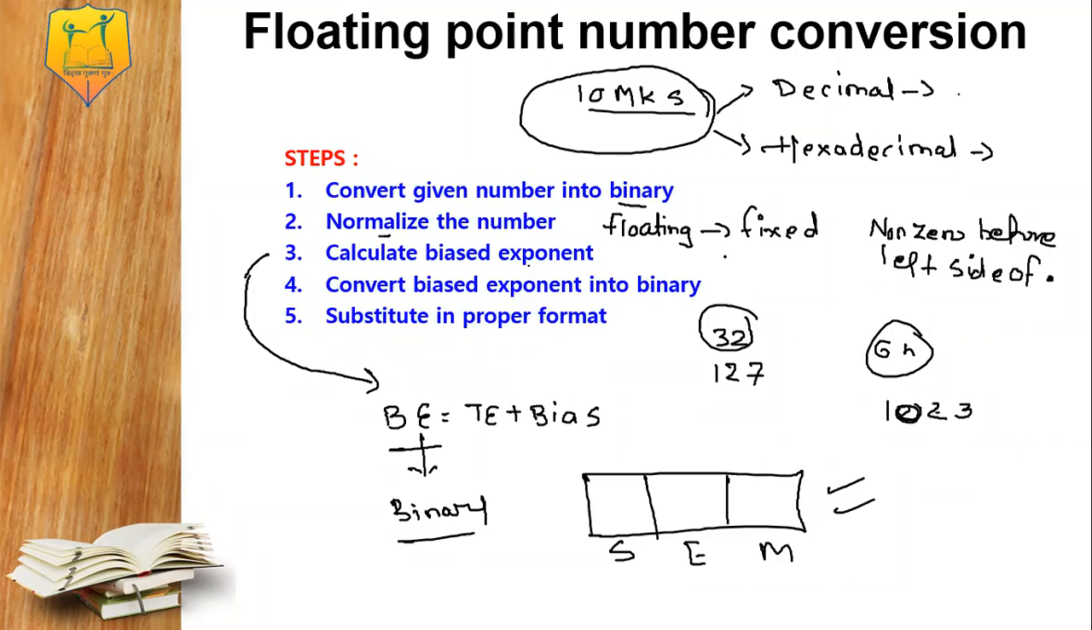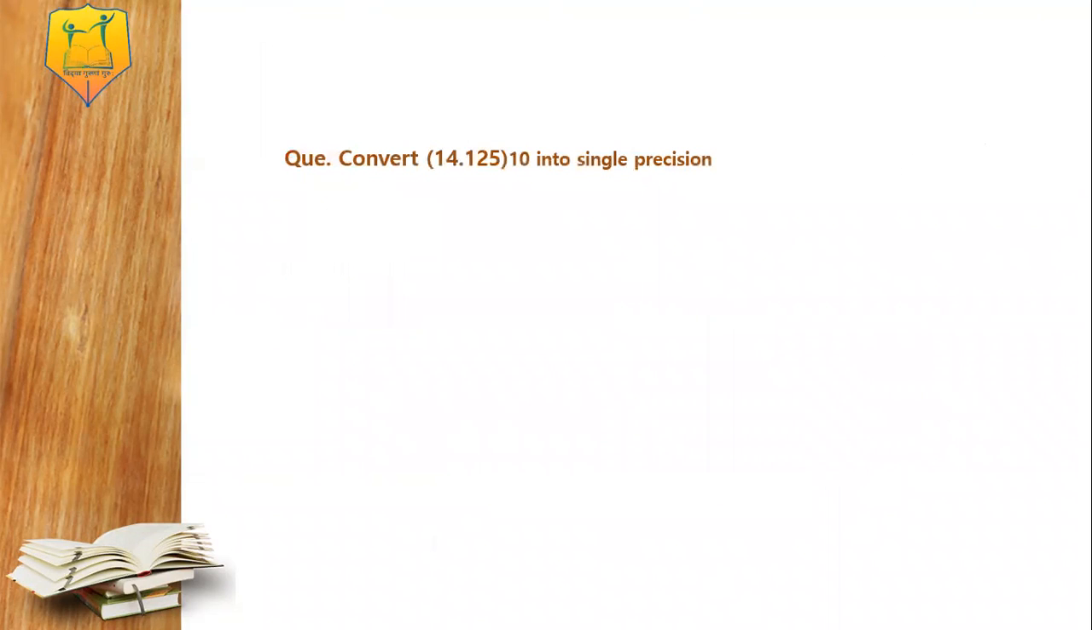Okay, now the question is saying convert 14.125 base 10, which means it's a decimal number, into single precision. Okay, into single precision means what? I have to convert it into 32-bit format. For 32-bit format my bias value is, guys, tell me, obviously it's 127.